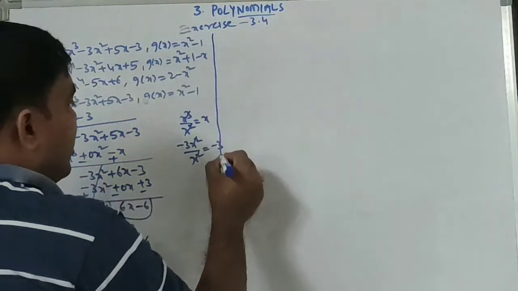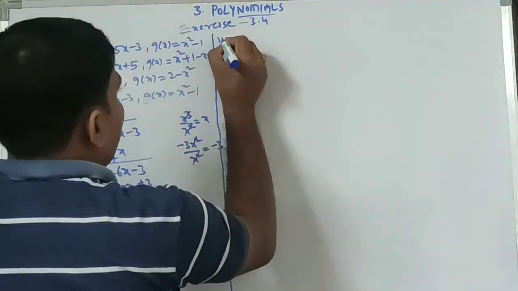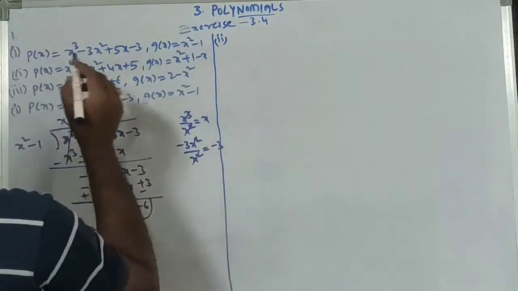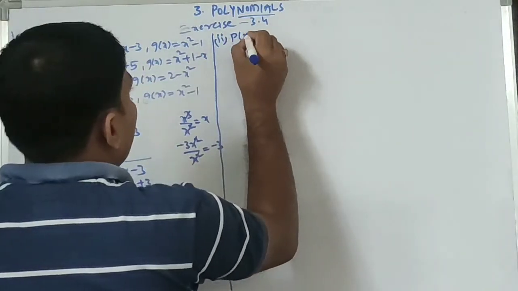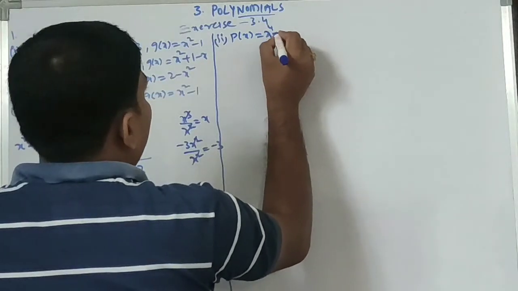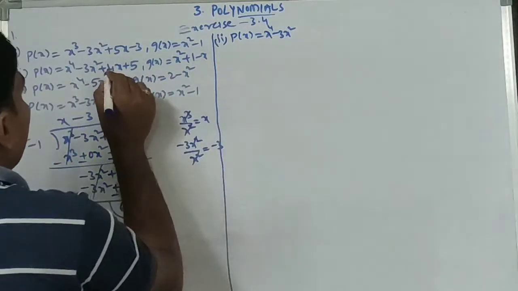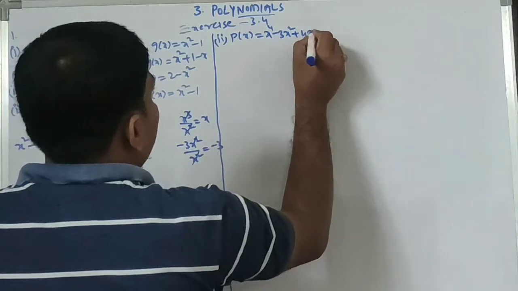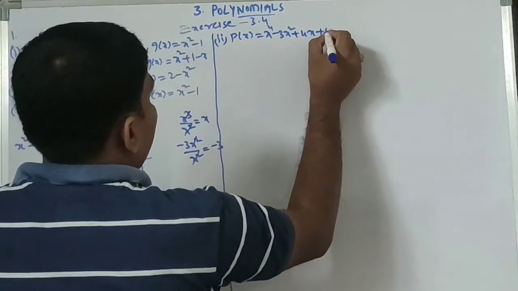Next, coming to the second question. So the second question is p of x equal to x power 4 minus 3x square plus 4x plus 5.